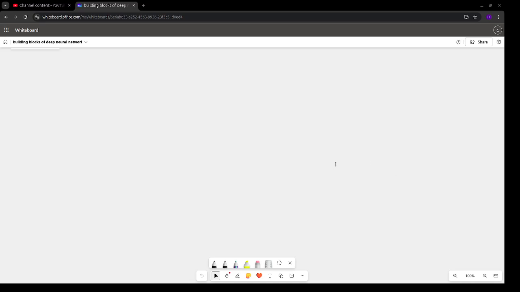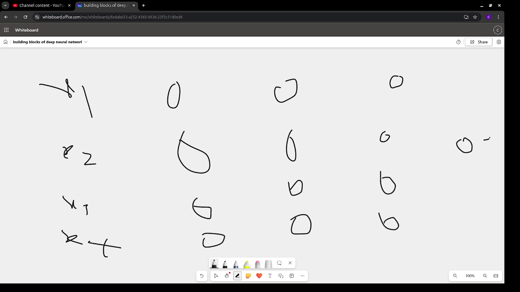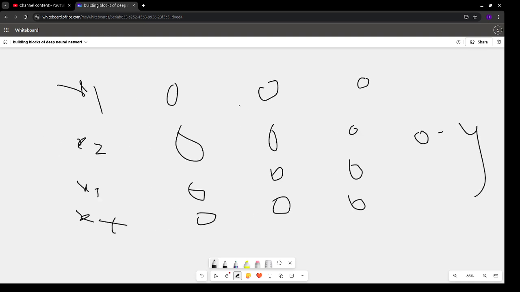So we have been talking about how to build deep neural networks. Today I want to explain two important parts: forward propagation and backward propagation. Let's go and write some things here. So we have this deep neural network with all these things connected.